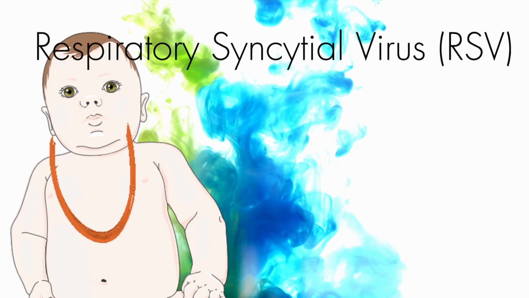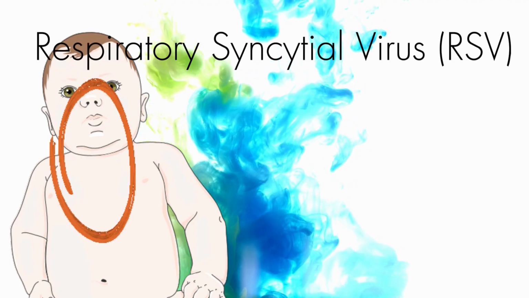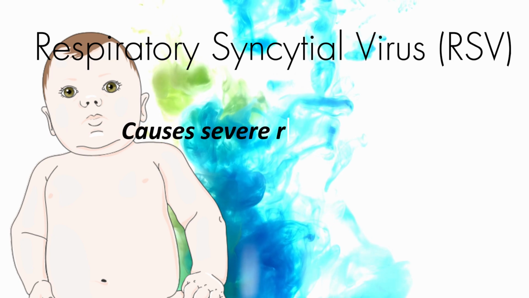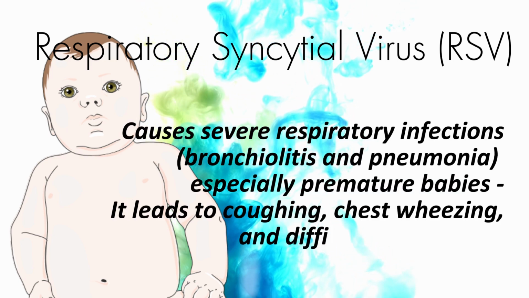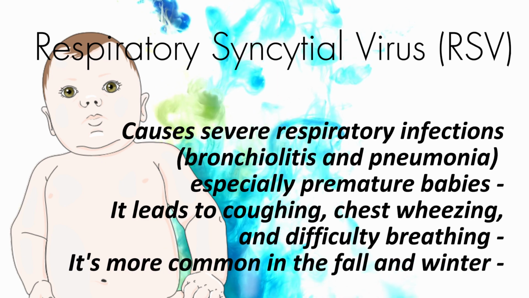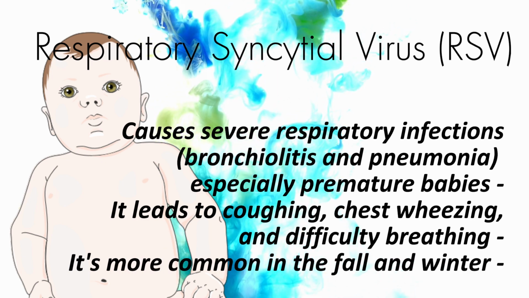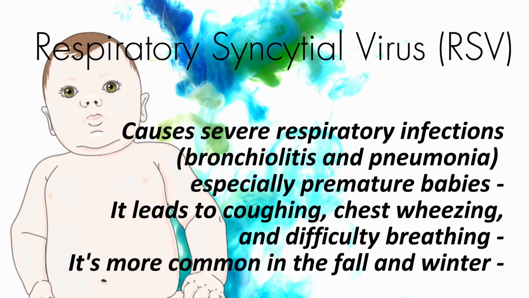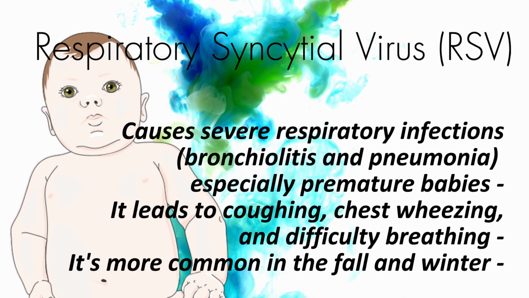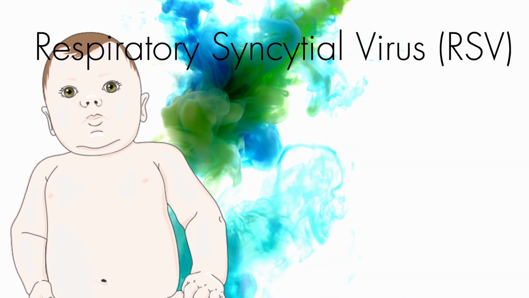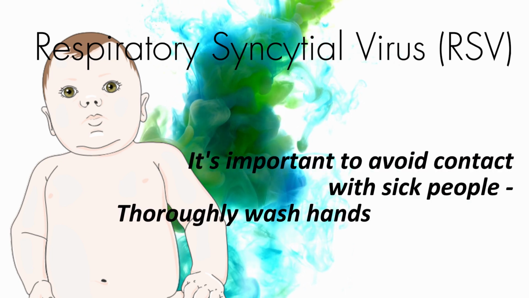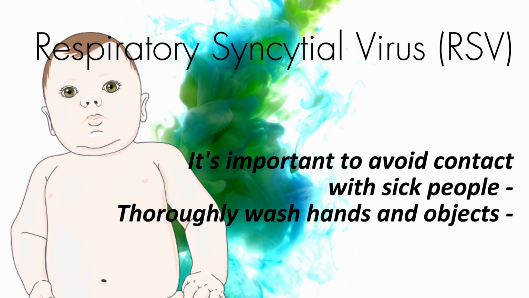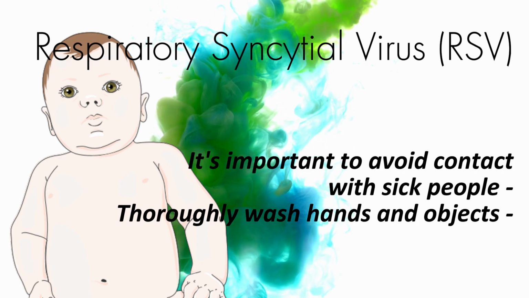Next, also related to bronchiolitis, is respiratory syncytial virus, or RSV, which is a virus that causes severe respiratory infections in children, especially premature babies. It leads to coughing, chest wheezing, and difficulty breathing. It's more common in the fall and winter. To prevent RSV, it's important to avoid contact with sick people and to thoroughly wash hands and objects that children use.